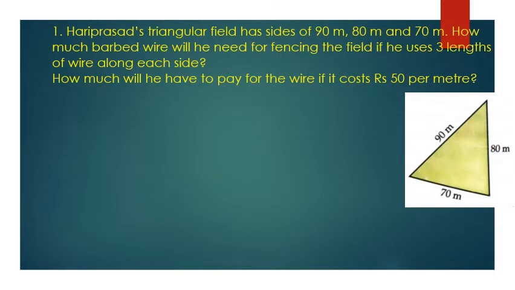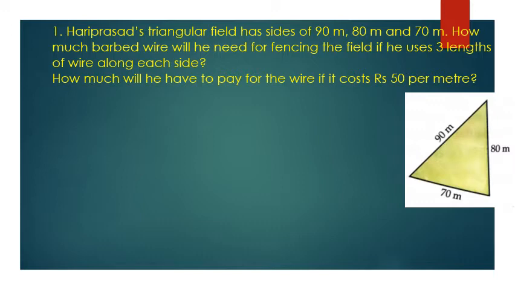The first question of this exercise is Hari Prasad's triangular field has sides of 90 meter, 80 meter and 70 meter. How much barbed wire will he need for fencing the field if he uses 3 lengths of wire along each side? How much will he have to pay for the wire if it costs rupees 50 per meter?